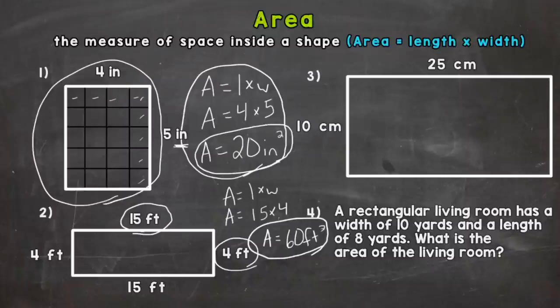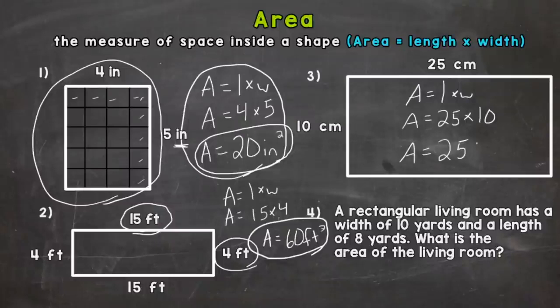So let's take a look at number 3. Write out our formula first. Area equals length times width. Plug in. I'm going to use 25 for the length times 10 for the width. Solve to find our area. 25 times 10 equals 250, and that is square centimeters. So area equals 250 square centimeters.